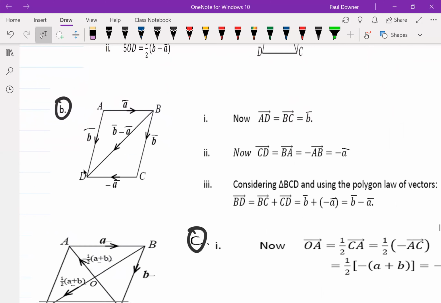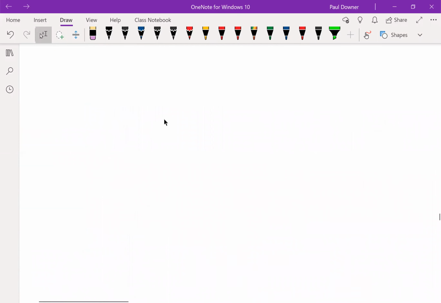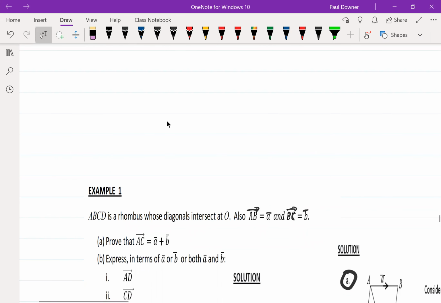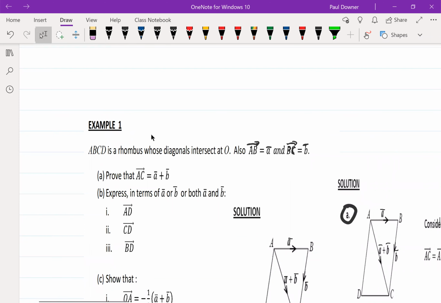AD could be obtained by going from A to D directly, or I could go AB, BC, CD. There are multiple ways. It doesn't matter the path that you take. So that's one way of looking at the question. Another way of looking at the question is to realize that this is supposed to be a rhombus. How do I know it's a rhombus? Because they told us that from the beginning. They say ABCD is a rhombus.